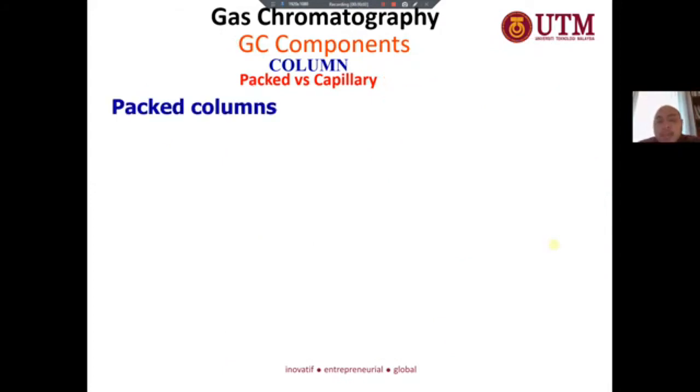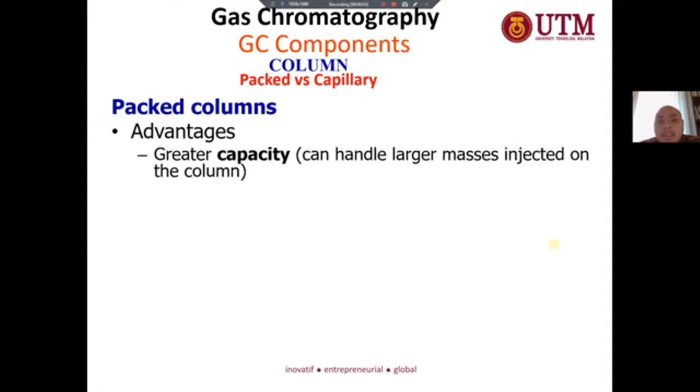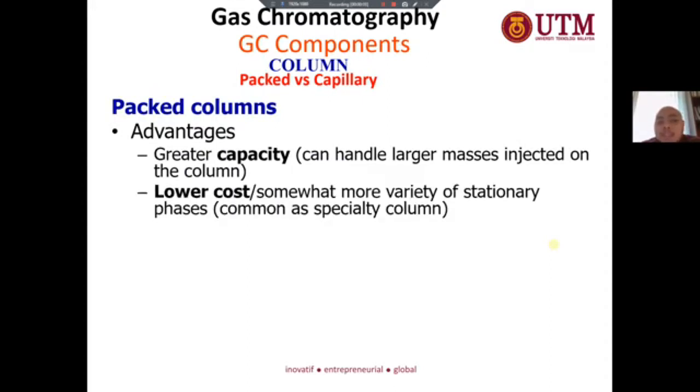Okay, let's look into packed versus capillary column. Let's look into the packed column first. Advantages of the packed column: it can provide a greater capacity, can handle a large mass of injection, large volume of injection without damaging the column. Also the packed column is lower cost compared to the capillary column. For the capillary column, the production is much more tedious, because the diameter is very small, compared to the packed column where we can just pack the stencil piece.